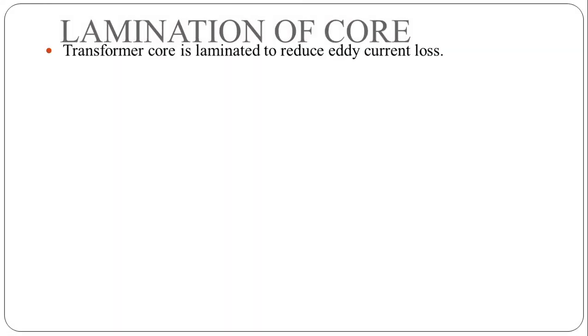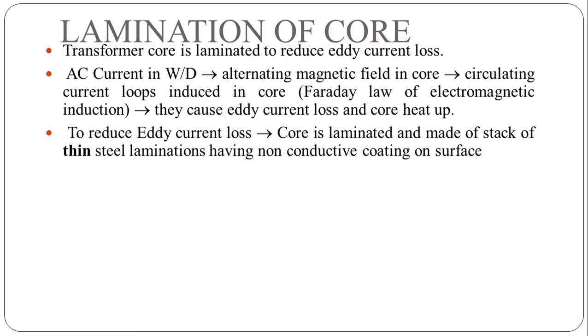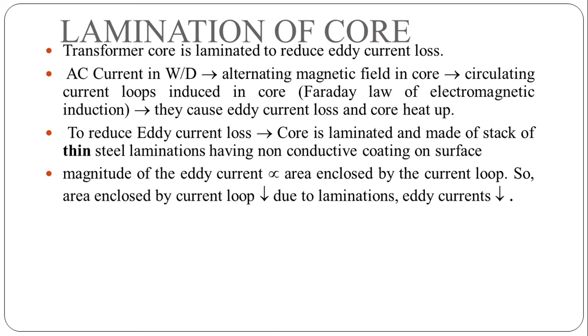Now we will discuss the lamination of the core. Transformer core is laminated to reduce eddy current losses. See, when AC current flows in a winding, then an alternating magnetic field is produced in the core. This alternating magnetic field produces circulating current loops that are induced in the core. These circulating current loops are induced by Faraday's law of electromagnetic induction. They cause eddy current loss and the core heats up. To reduce the eddy current loss, the core is laminated and made up of a stack of thin steel laminations having a non-conductive coating on the surface. The magnitude of eddy current is directly proportional to the area enclosed by the current loop. So the area enclosed by the current loop decreases due to lamination. That's why eddy current losses decrease.